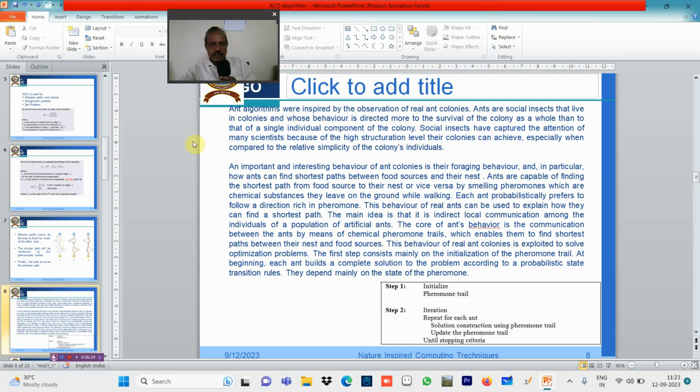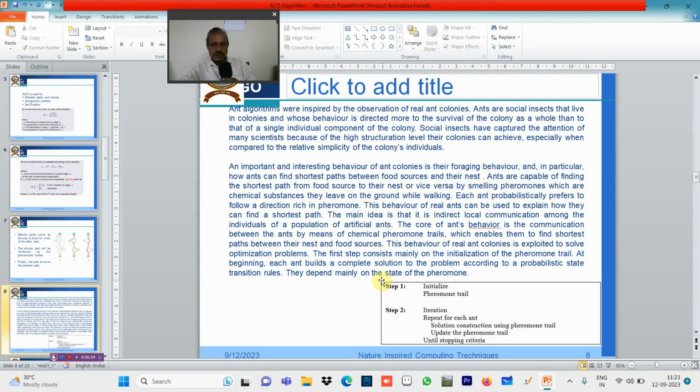So an important and interesting behavior of the ant colony is their foraging behavior, and in particular how ants can find the shortest path between food sources and their nest. Ants are capable of finding the shortest path from the food source to the nest or vice versa by spilling pheromones, which are chemical substances they leave on the ground while walking. And each ant probabilistically prefers to follow a direction rich in pheromones.